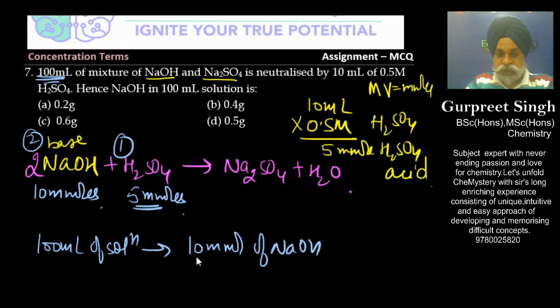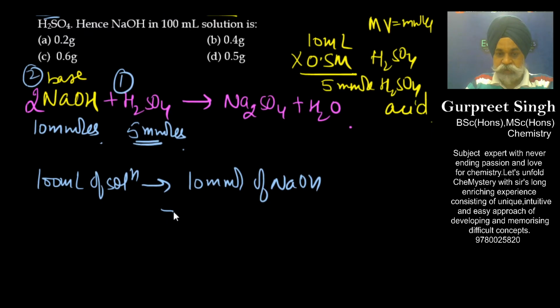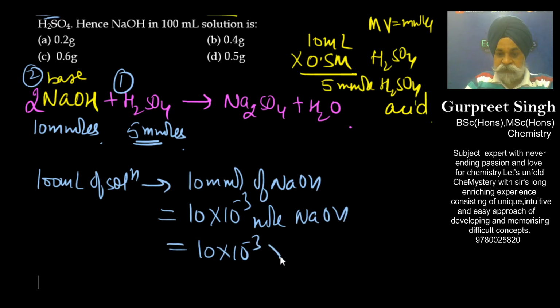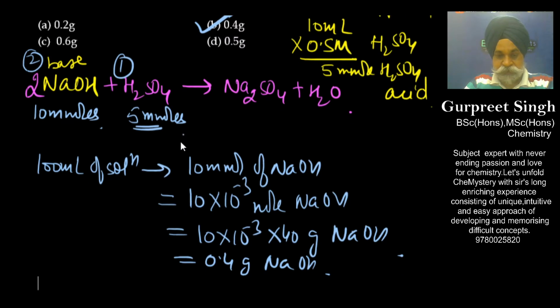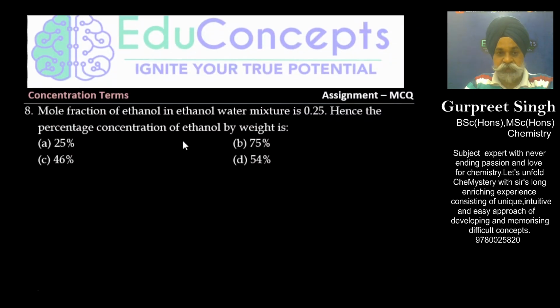10 millimoles means 10 into 10 to the power minus 3 moles of NaOH. And if this is multiplied with 40, that gives the grams of NaOH. So this would make 0.4 grams of NaOH. So this solution must be having 0.4 grams of NaOH. The rest of the entities in it are sodium sulfate. Moving on to the next problem.